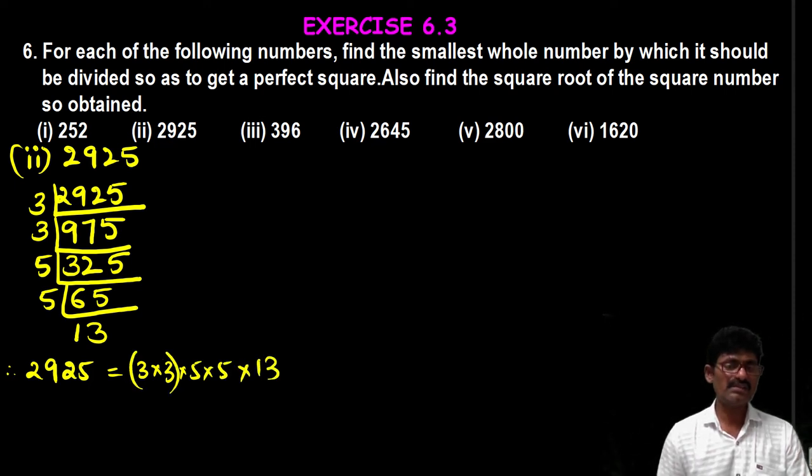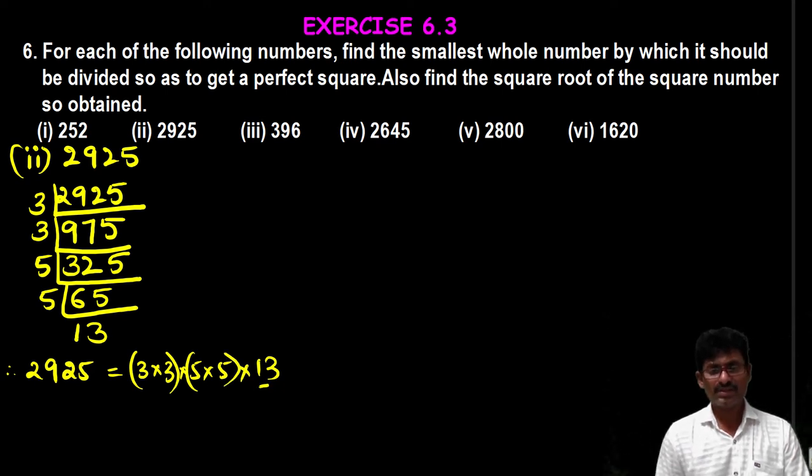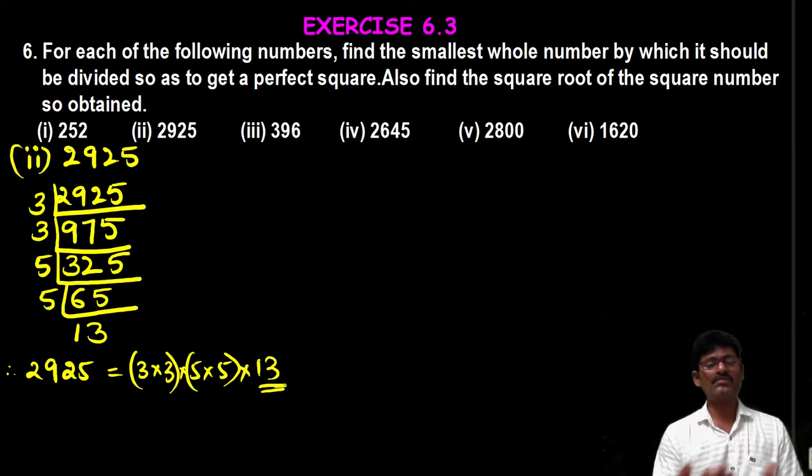So here 3 and 3 are one pair. 5 and 5 is one pair. So the remaining one is 13, which is alone, which is single. If we remove this 13, then the remaining number will become a perfect square. Why? Because the remaining number will be in pairs.